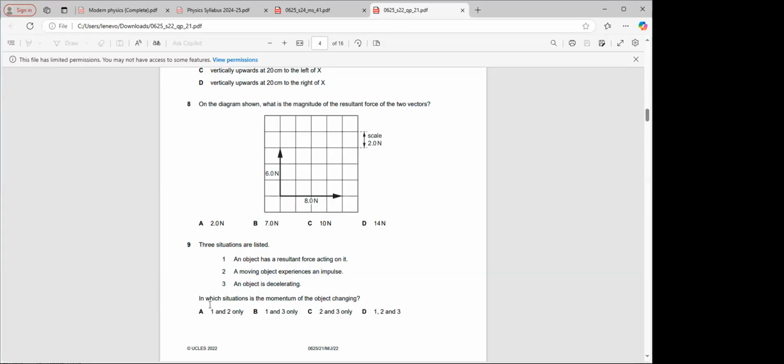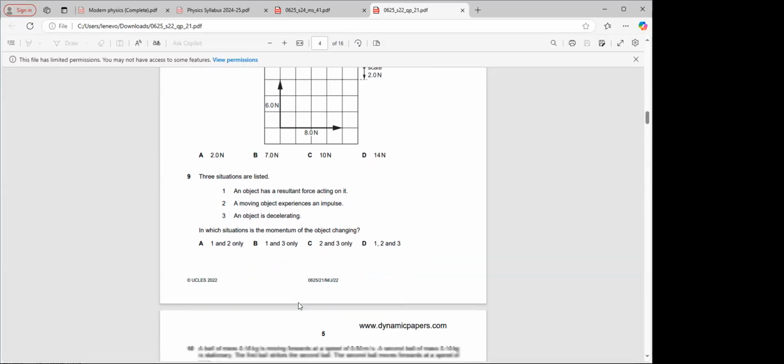Three situations are listed. Okay, this is a complete question. Three situations are listed here. An object has a resultant force acting on it. An object experiences an impulse. An object is decelerating. In which situation is the momentum of the object changing?